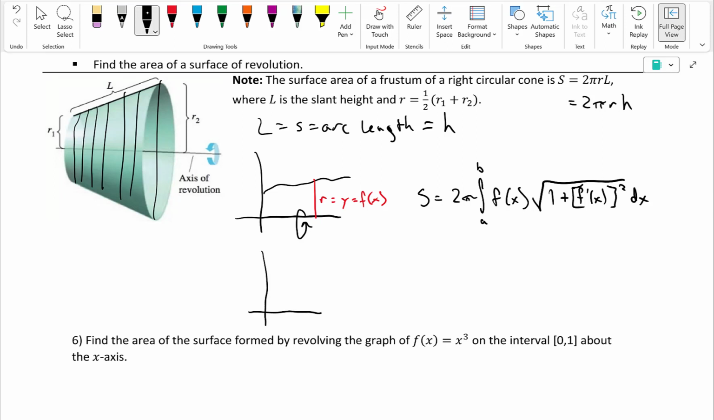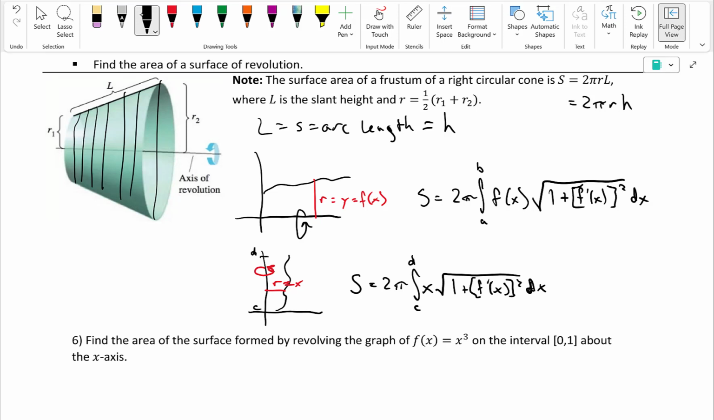And then if we've got a function that's going up and rotating around the y-axis, right, we can see our radius there, r would just be some x value. So our radius is just x, and then for surface area, we'll have 2 pi integral, we can say from c to d for the y's they use sometimes, right? But of just x times that arc length, 1 plus f prime x quantity squared dx.